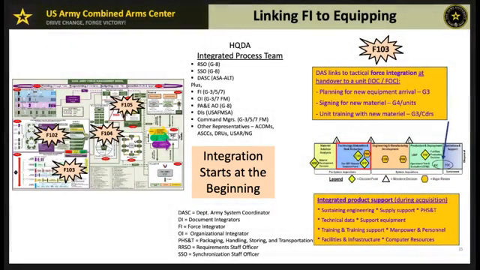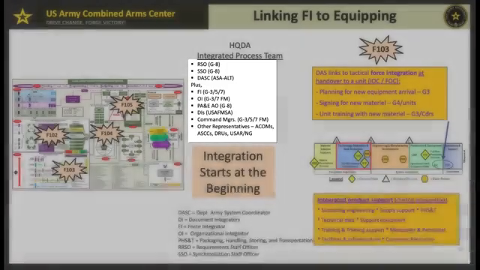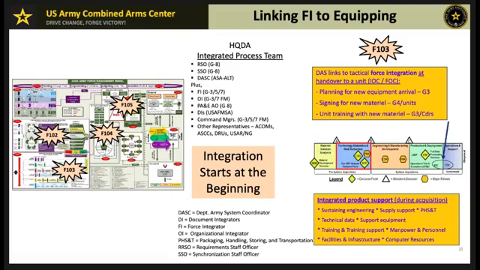The Headquarters DA Integrated Process Team ensures that force integration begins early in the planning and acquisition process, enabling effective coordination across different Army components. This team includes representatives from various Army organizations such as the G8, G357, G4, the ASALT, and others. These teams collaborate to manage force structure, planning, and logistics.